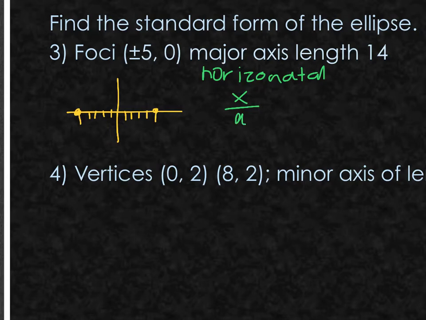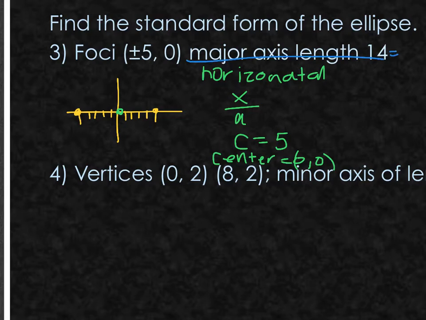What else do you know? A is 7. Not yet. Just on the foci, so yes, that is true. But just on the foci, what do you know? C is 5. And one more piece of information. Center is 0, 0. The major axis length being 2a tells you that a is 7.